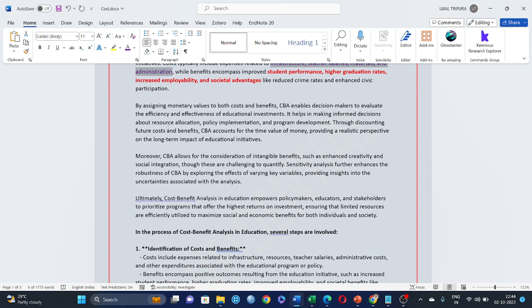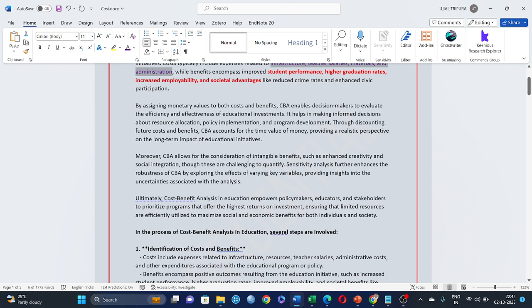It is also useful for program development, such as teacher education programs and higher education programs. Through discounting future costs and benefits, CBA accounts for the time value of money, providing a realistic perspective on the long-term impact of education initiatives. The government pays teachers' salaries and builds schools, colleges, universities. The benefit will not come immediately. It will take a long time.